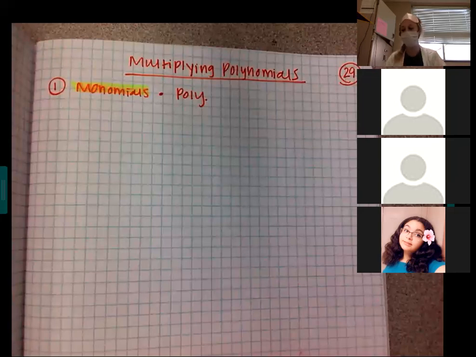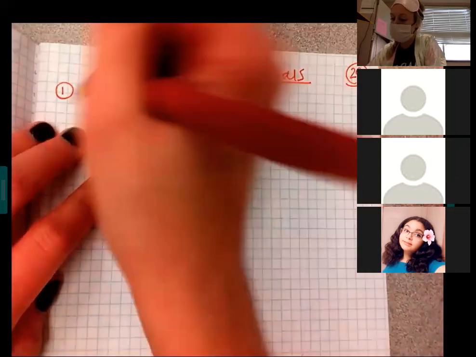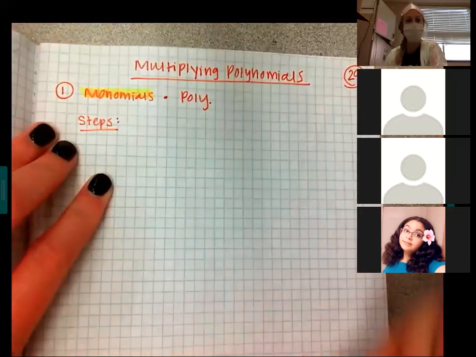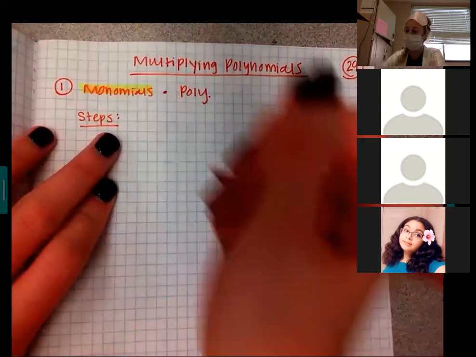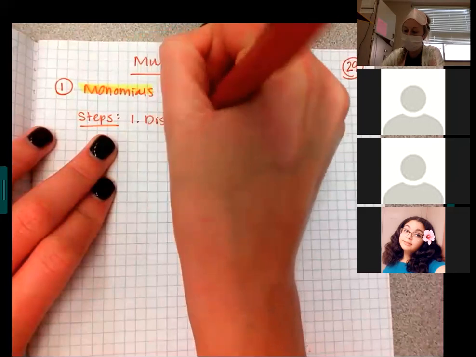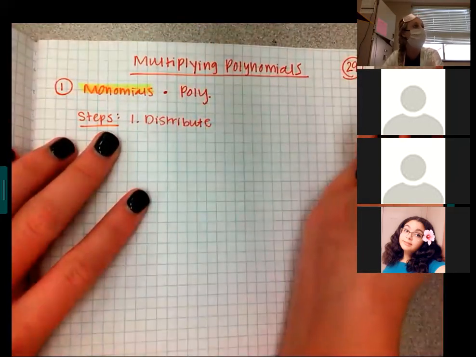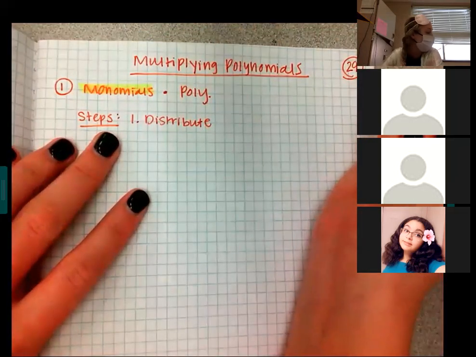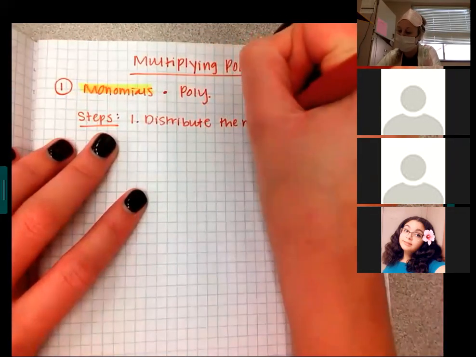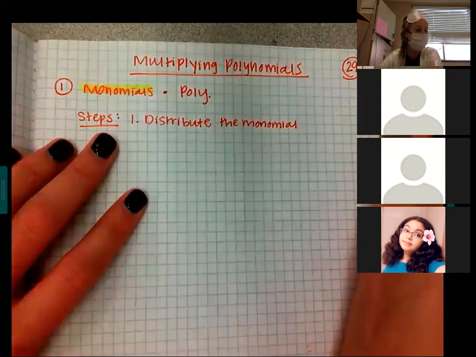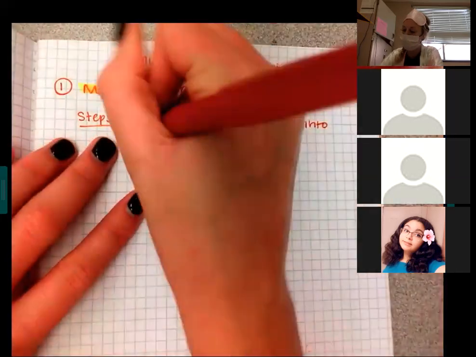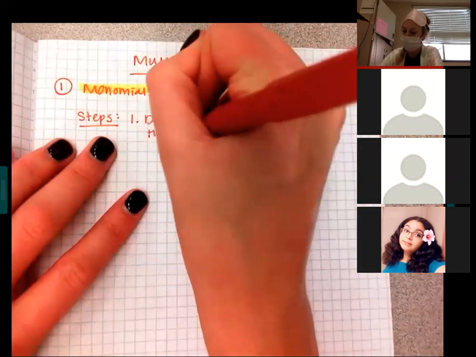Yes. Okay. So monomials times polynomials. Here's your steps. You're going to distribute, and you guys already know this because y'all know how to multiply a little bit. You just use distributing. So we're going to distribute the monomial into the polynomial.